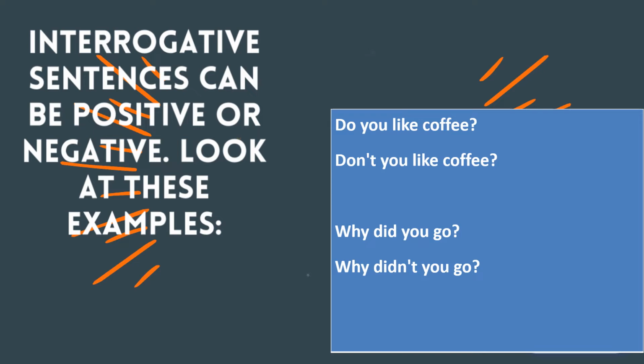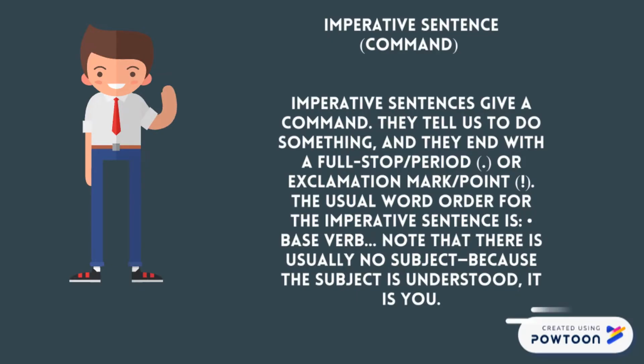For example, do you like coffee? Now, here we did not give the answer. It's a positive interrogative sentence. And the negative interrogative sentence is, don't you like coffee? Another example is also given here. Why did you go? A negative interrogative sentence is, why didn't you go?